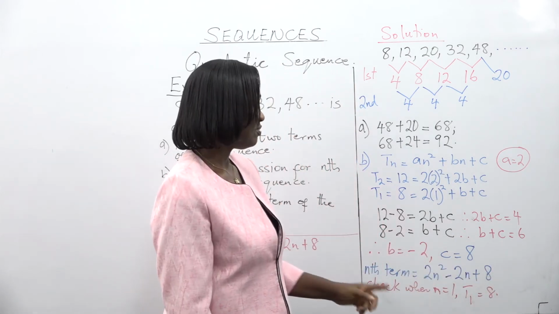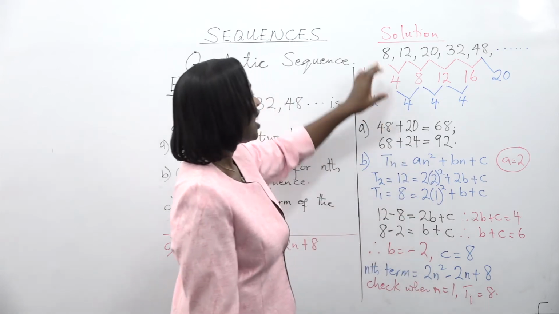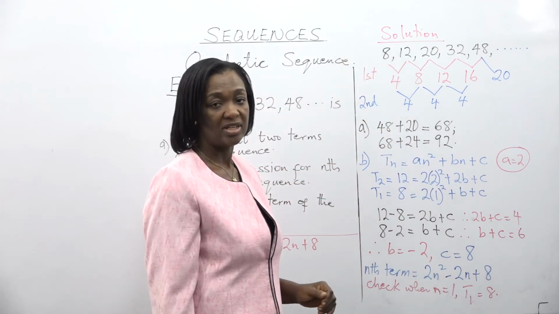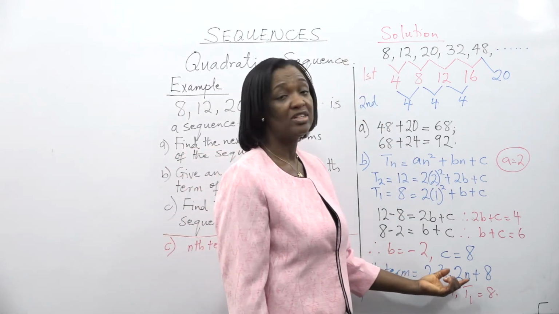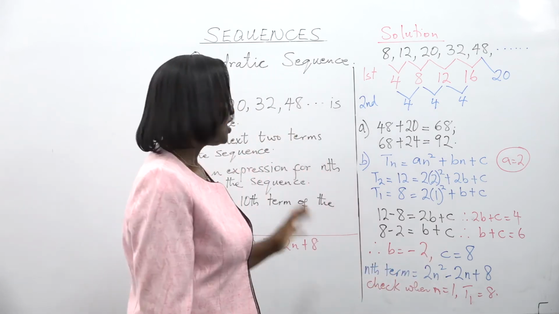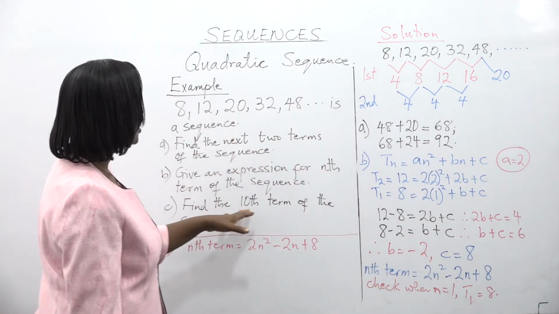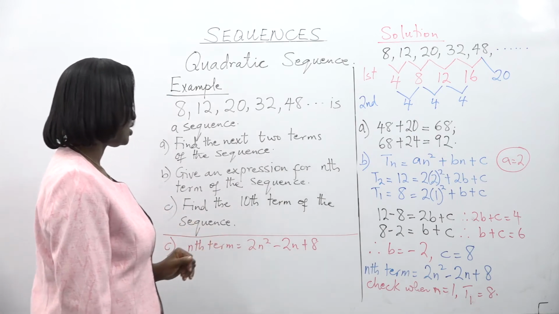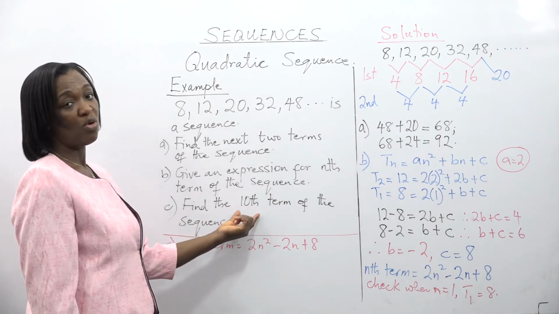So the first term is 8. T1 is equal to 8. And our first term in the sequence is actually 8. So the expression we have for the nth term is correct. The last question says, find the 10th term of the sequence. That means n will be equal to 10.